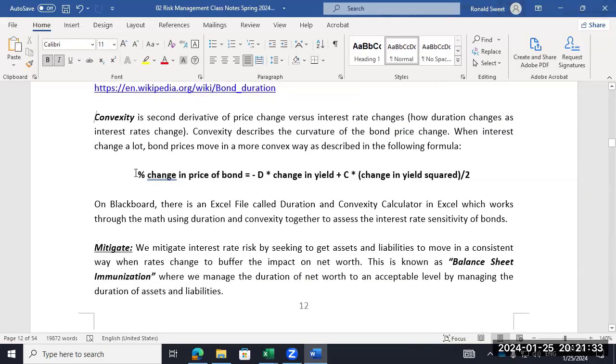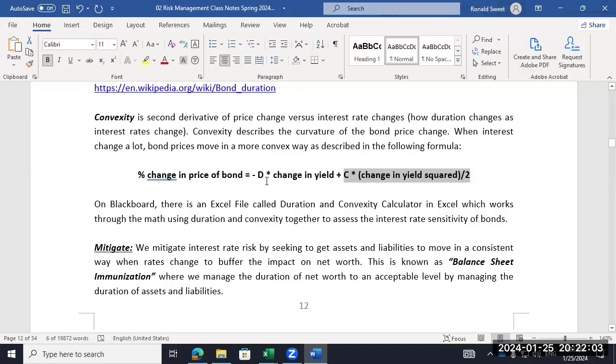All right, convexity is the second order change. And the reason you need convexity is because duration itself changes as interest rates change. If interest rates fall, those longer term cash flows go up in value, so their weight goes up. So as interest rates fall, duration rises. But as interest rates rise, those longer term cash flows get lower present value, so duration shortens. And convexity is trying to capture that phenomenon.